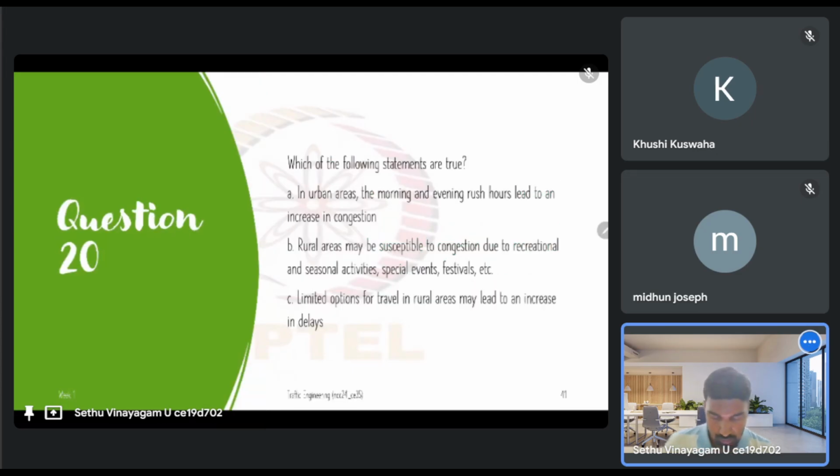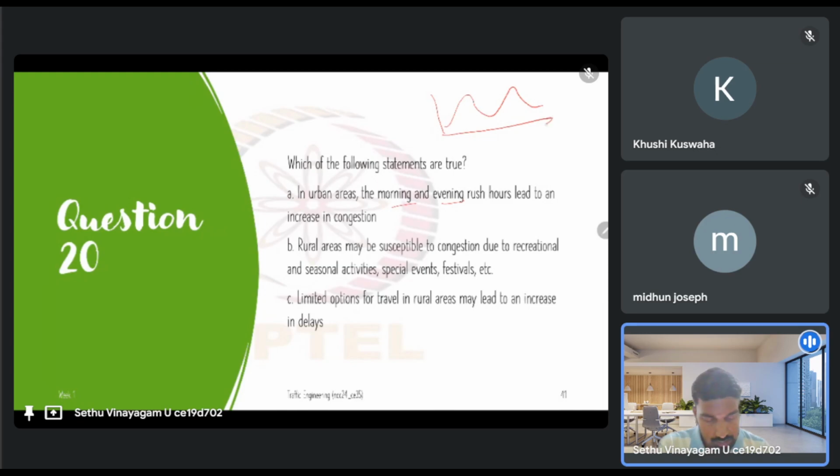Okay. So in option A, we are talking about urban areas. And what are we saying? We are saying that there is a morning and an evening rush hour where there is an increase in the congestion, right? So this is correct. When you typically look at the travel time profile in an urban area, you'll typically see this kind of a profile. Okay.